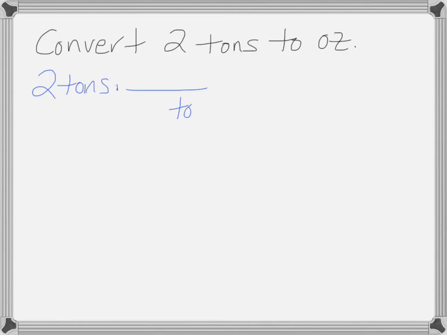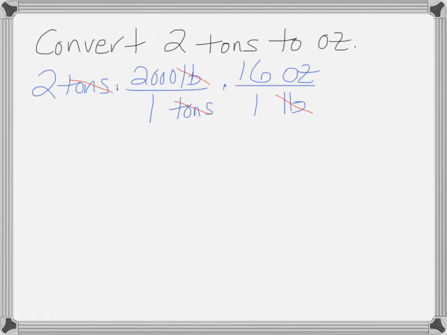I don't want tons, so tons goes on the bottom. And again, I can't put ounces on the top. I can put pounds because I know that there are 2,000 pounds in 1 ton. Now let's try to get from pounds to ounces because the tons are going to go away. I'm left with pounds. I don't want to keep pounds, so pounds goes on the bottom. And I can relate ounces to pounds from my conversion chart. There are 16 ounces in 1 pound. Cancel out the pounds. Then across the top, I multiply 2 times 2,000 times 16, which is 64,000. And I'm left with ounces, a 1 on the bottom, which I don't have to write.